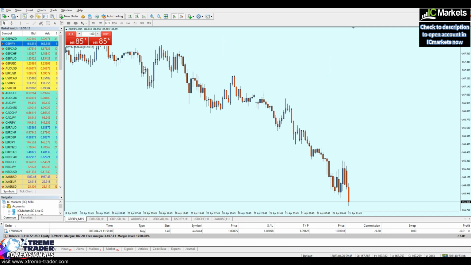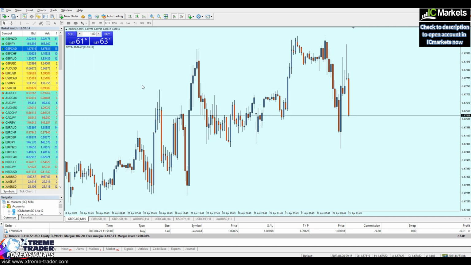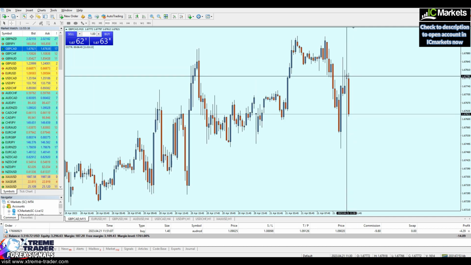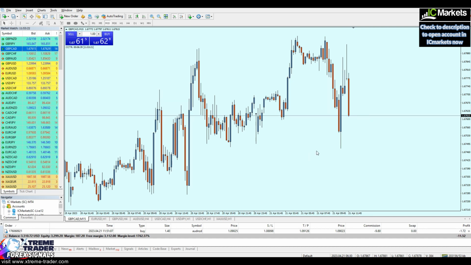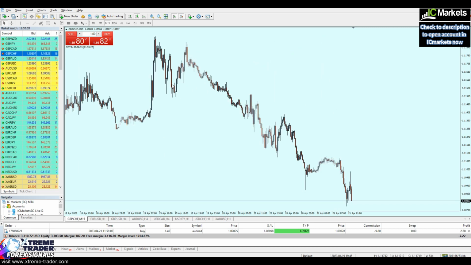Let's see right here. Again, back to the pound pairs. Oh, this is the one we checked earlier, just like 2 minutes ago. It went 16, 17 pips. Yeah, actually, you cannot really trust such kind of price actions on the 15-minute time frame.